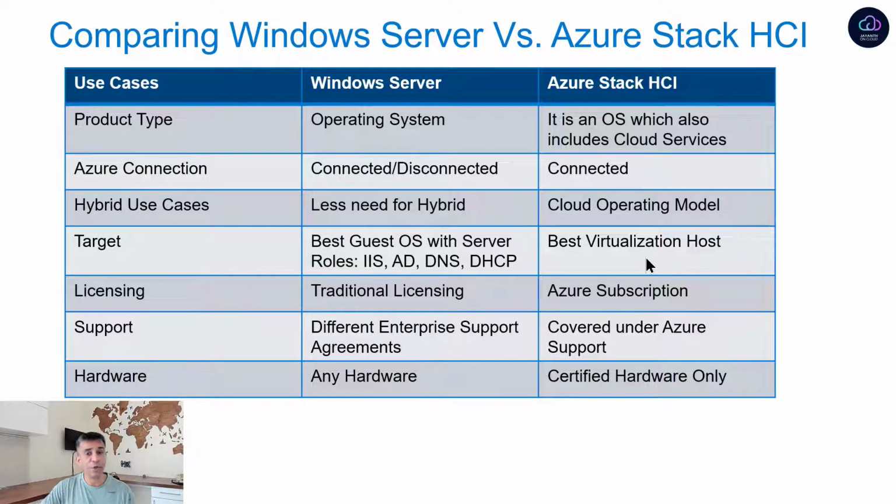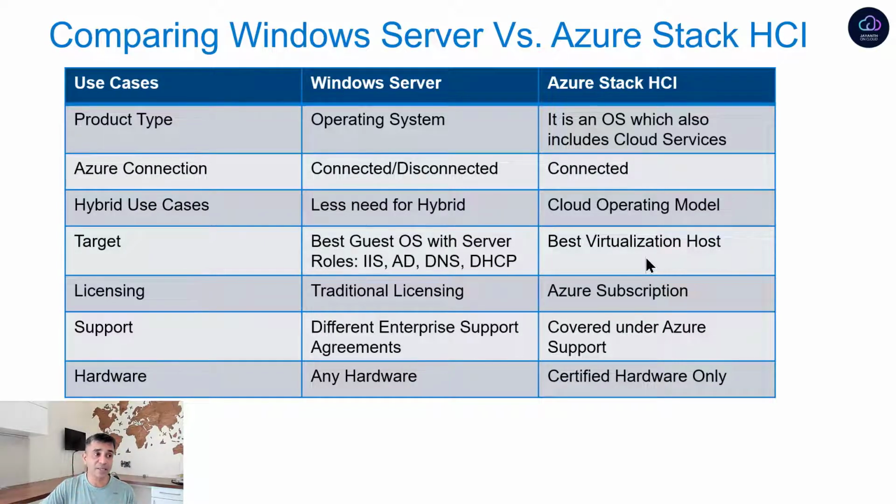So, and if you look at the targeted use cases, right? Windows Server is typically for the best guest operating system. And with typical server roles that you would associate with, like the IaaS, the Active Directory, the DNS, DHCP, and so on. On the other hand, Azure Stack HCI is the best virtualization host because Azure Stack HCI is an operating system which gets deployed on the nodes which host the cluster.